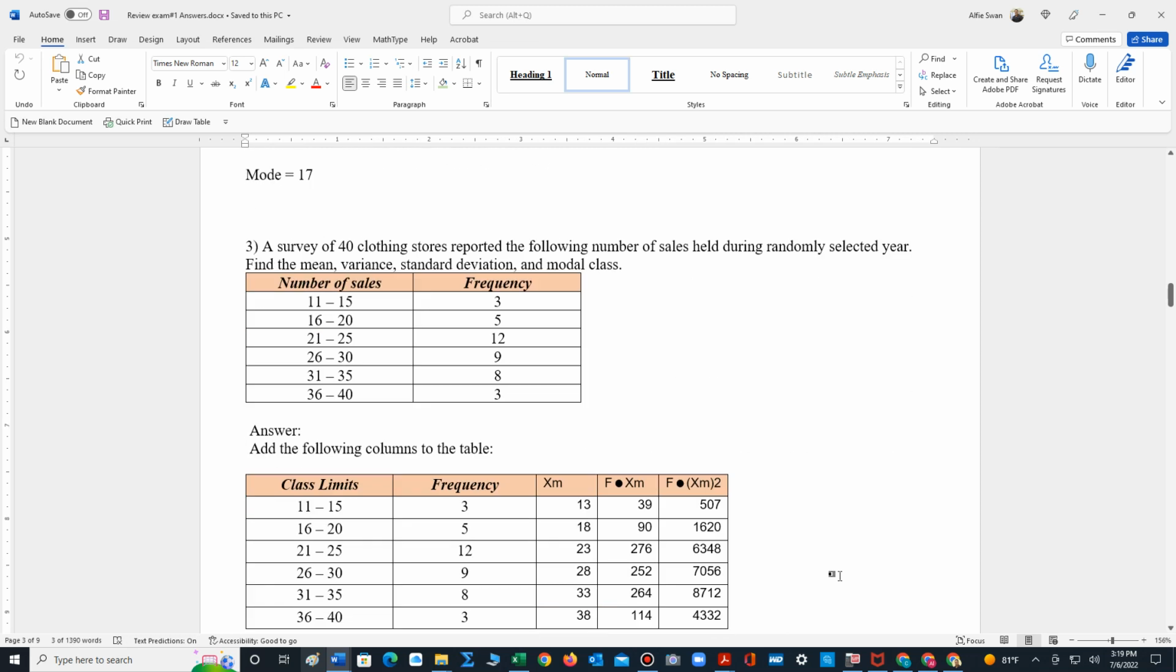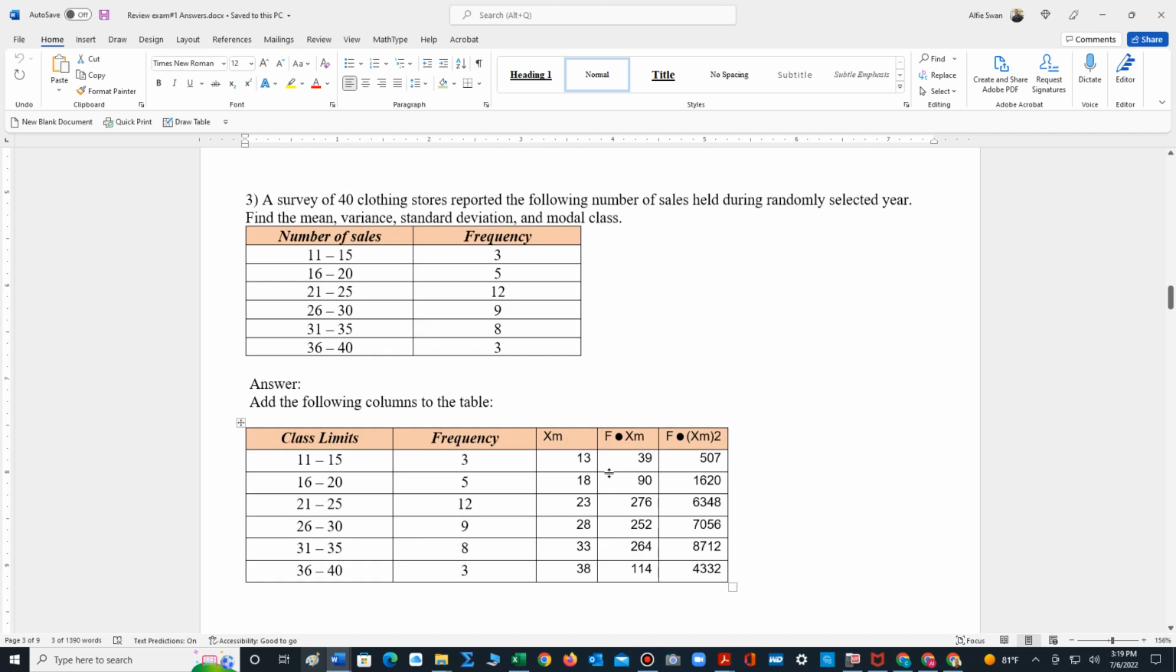The third example, we have to find the mean, variance, and standard deviation for grouped data along with the modal class. To find those values, we have to add 3 columns. We need to find the midpoint column. Remember, we just add 11 and 15. That's 26 divided by 2 is 13. The class width is 5, so we can simply add 5 to 13 to get 18, add 5 to 18 to get 23, and we can repeat that process for the other midpoints.